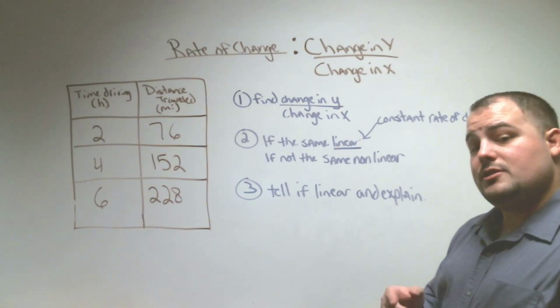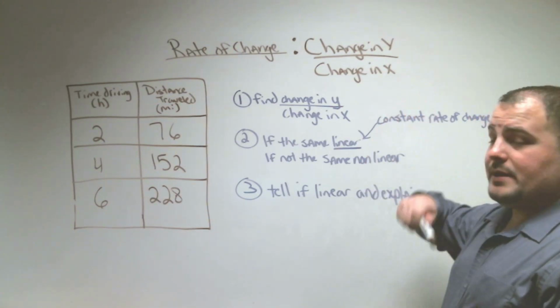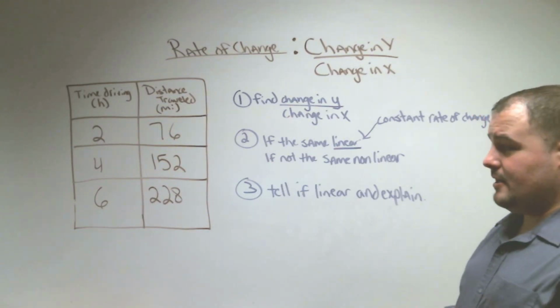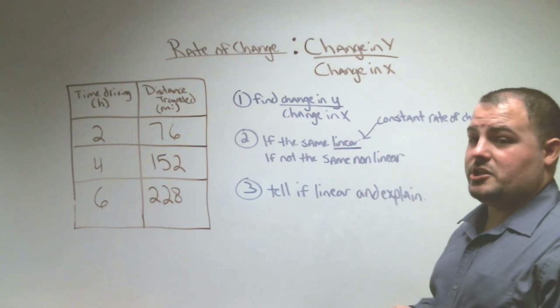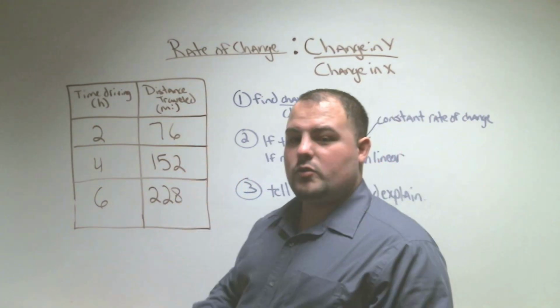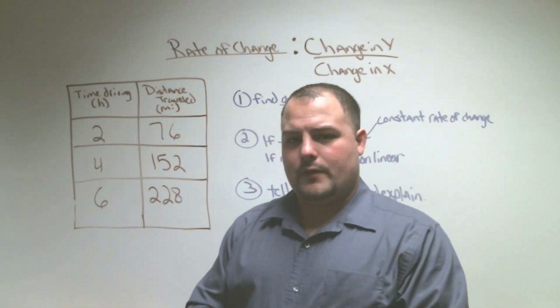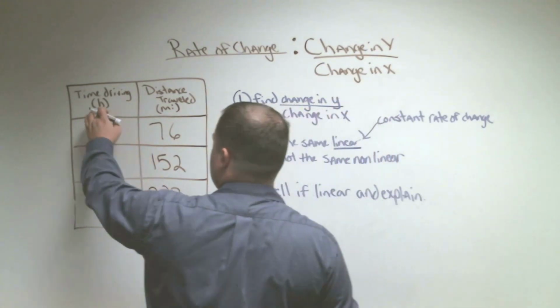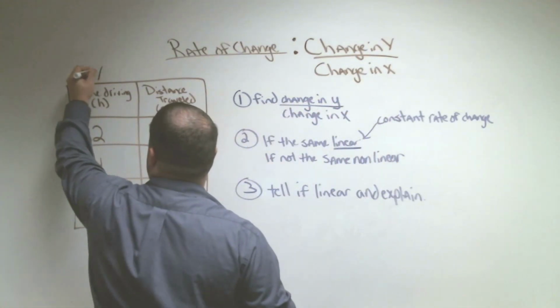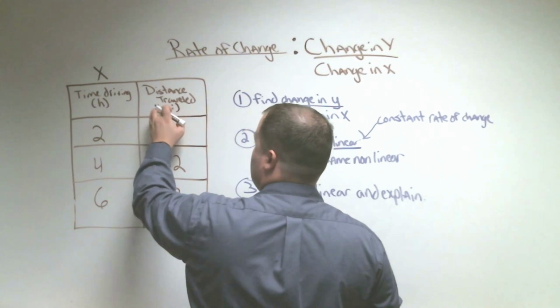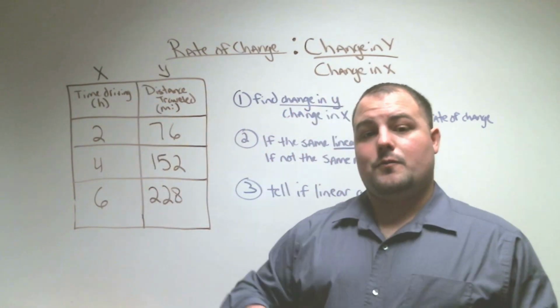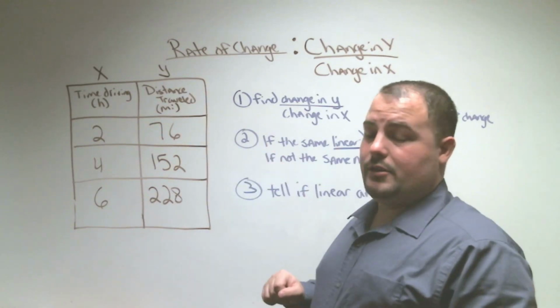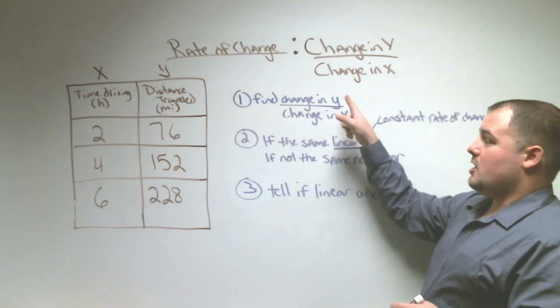Now, anytime that you deal with time, that's always going to be an x value, 90% of the time. So, first thing we're going to do is find the change in y and the change in x. When given a table, you actually want to label your x and y first. So, since this deals with time, I'm going to put that this is the x, and this deals with something other than time, so I'm going to put that this is the y. So we have our x values and our y values. Again, it says find the change in y.